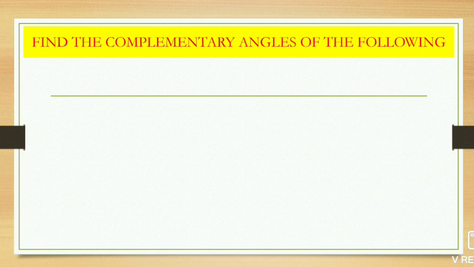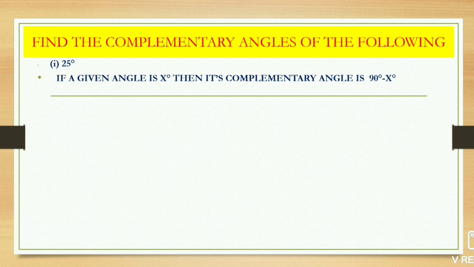Find the complementary angles of the following. Okay, simply you have to do for 25 degrees. If a given angle is x degree, then its complementary angle is 90 minus x degree. That means you have to subtract that given angle from 90. So the complementary angle of 25 degrees is simply 90 minus 25, which is equal to 65 degrees.